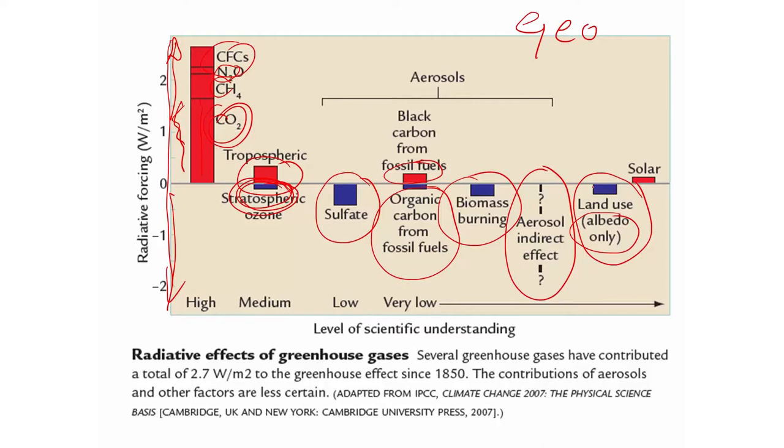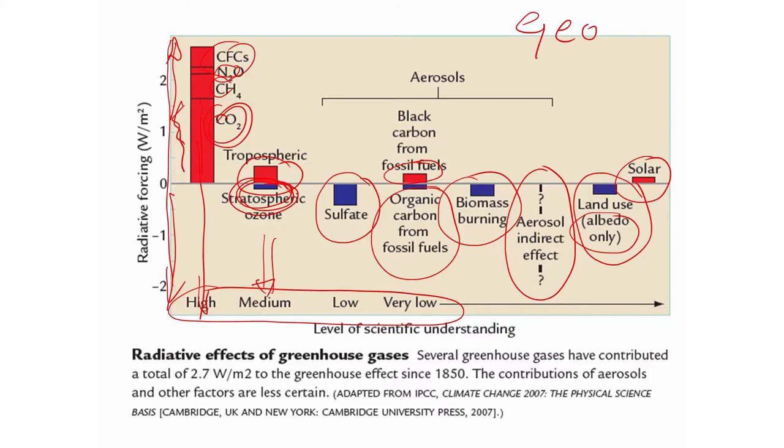So just the albedo part of it tends to cool the earth, and the solar variability itself in the anthropogenic time scale has been adding, and it's pretty small compared to all the greenhouse gas forcing. So this is something nice to remember. Another thing that's shown here that's important is that the understanding of various forcing is high for greenhouse gases.